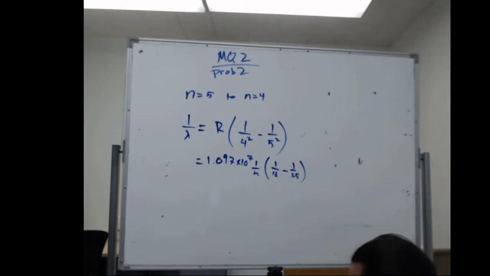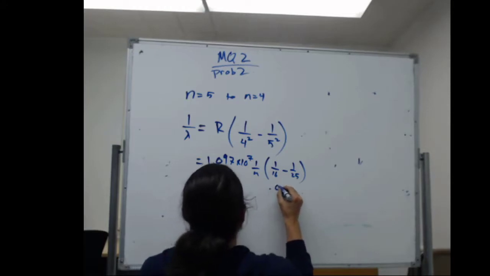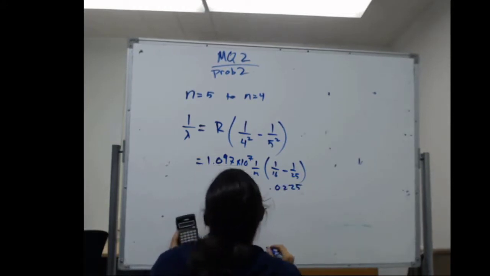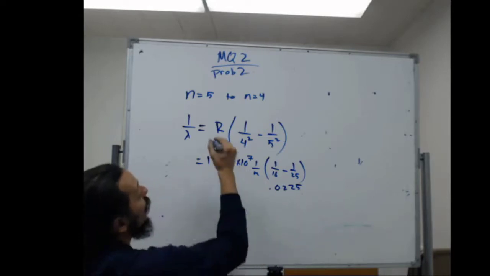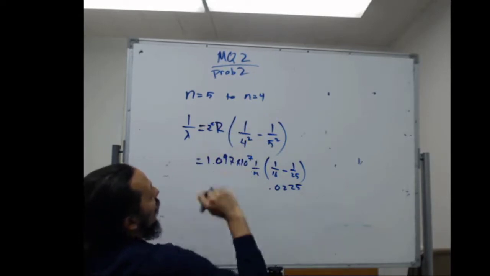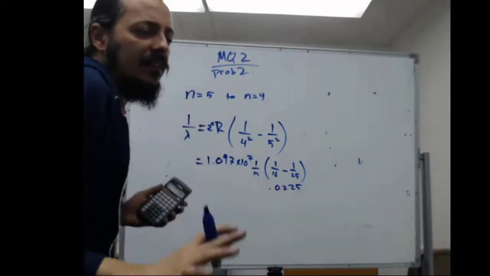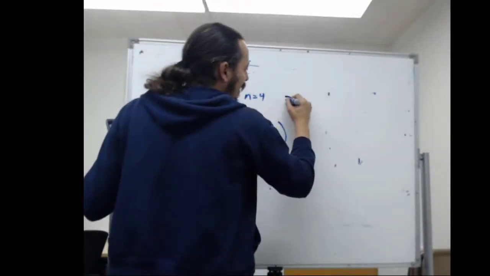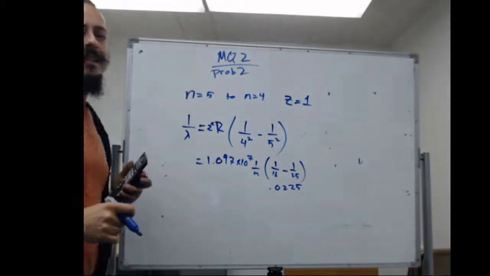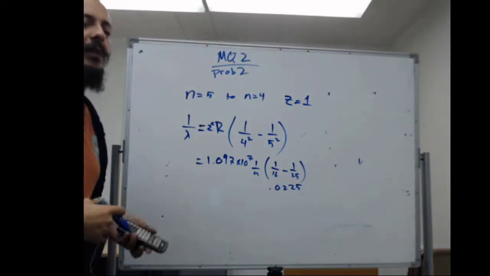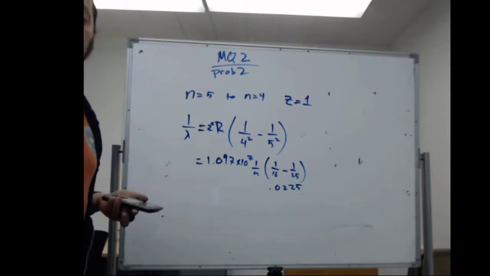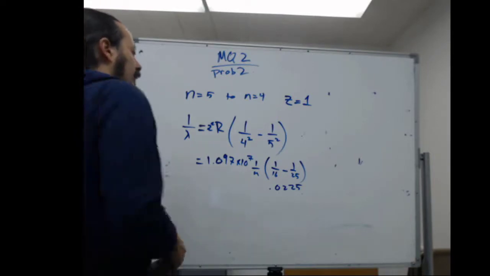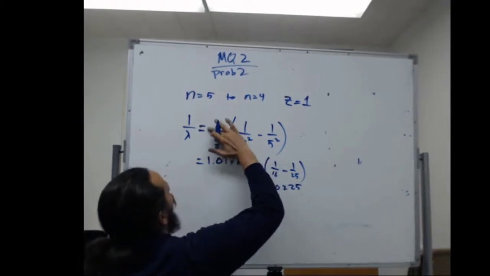Let's go ahead and do 1 divided by 16 minus 1 divided by 25. This is going to give us 0.0225 when we calculate that. Oh, you'll notice I left off my z squared. I feel like this might be a typo in the problem, but it doesn't give a z value. So I'm going to assume z equals 1. Most of the problems we do when we're looking at this are hydrogen, so z equals 1, unless specifically stated otherwise. So that's why I left off the z, because 1 squared is just 1.